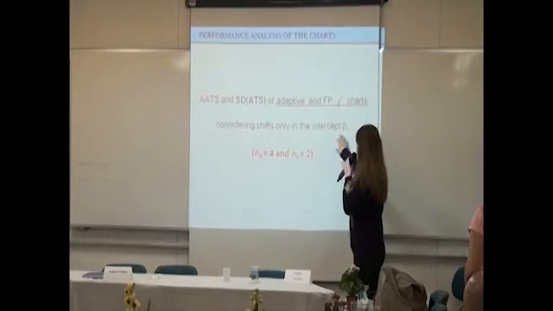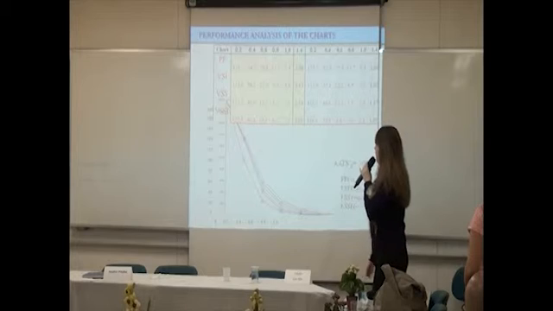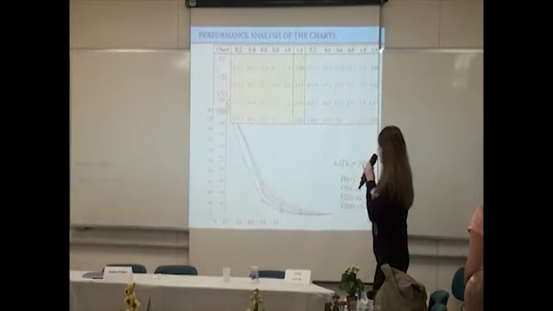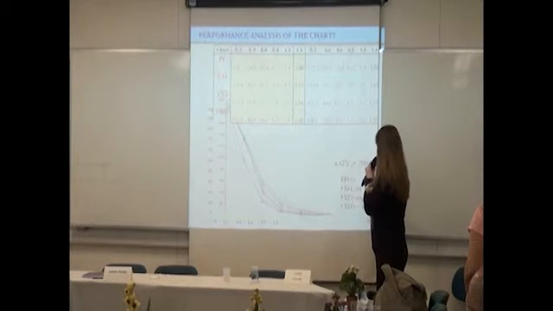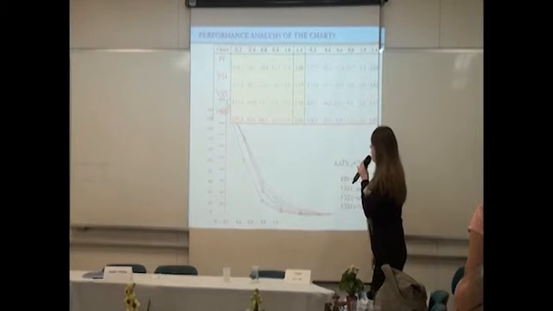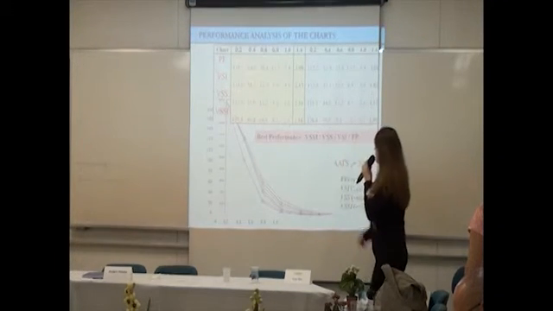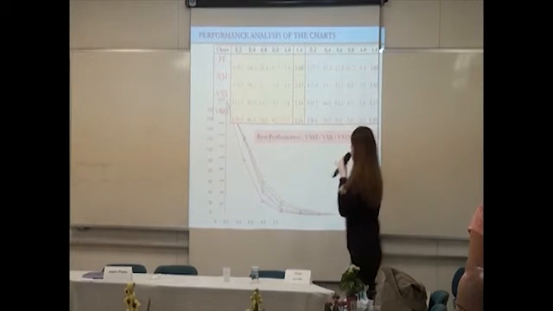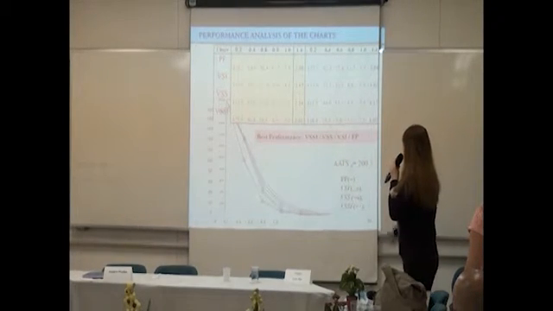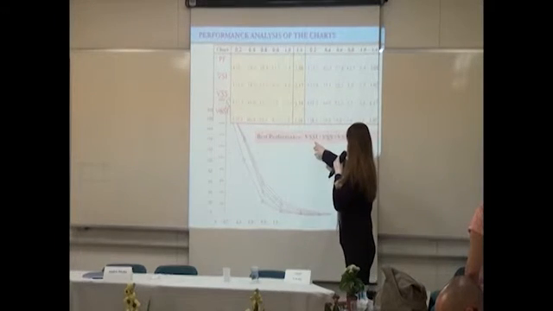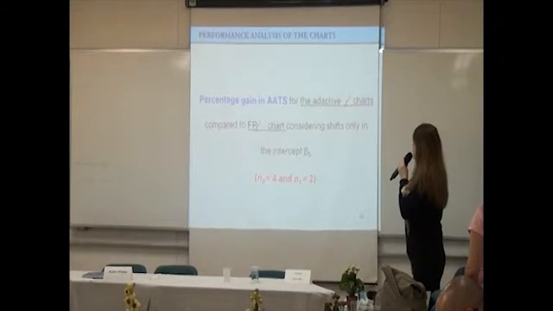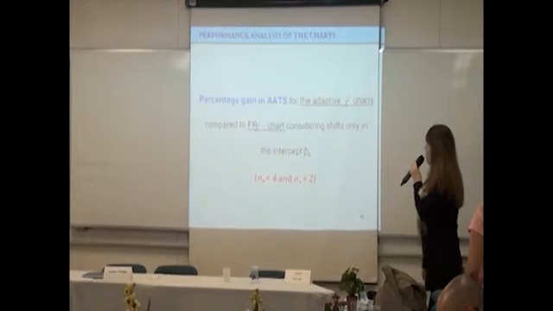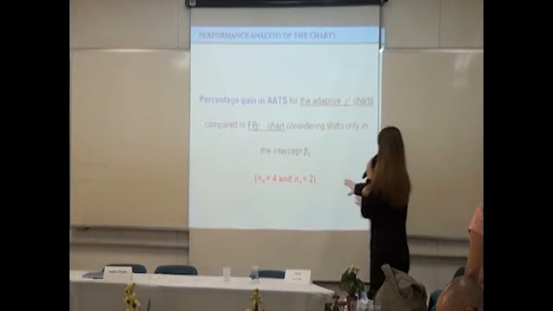So, considering shifts only in the intercept first. Here we have all the comparisons with FP, VSI, VSS, VSSI, and best performance. Looking at the AATS and the standard deviation, of course, the best is VSS, that way. The percentage gain of the adaptive chi-square charts compared to the FP chart, considering shifts only in the intercept beta 0.